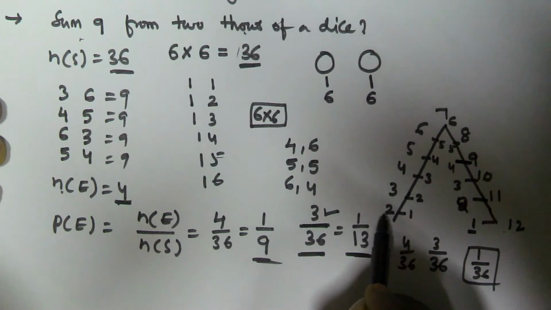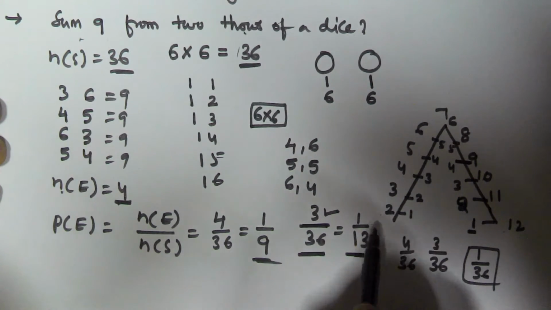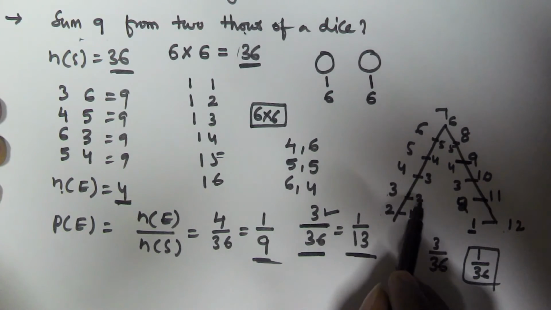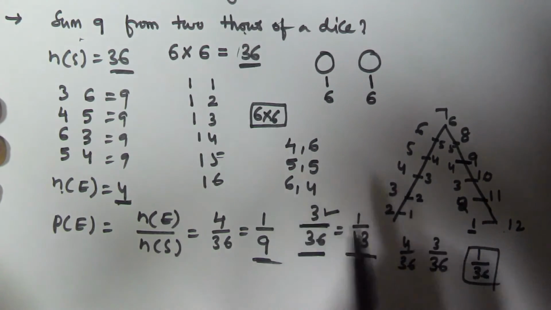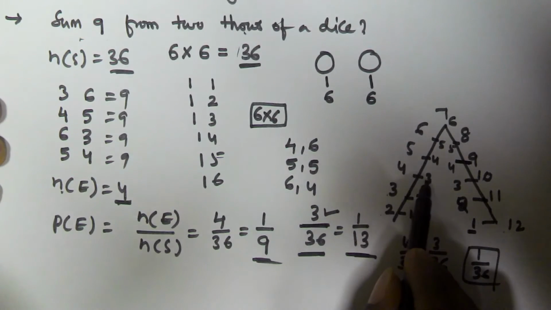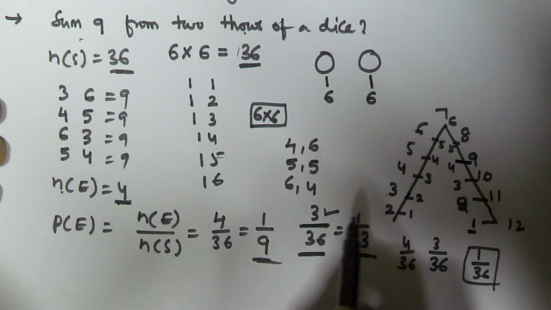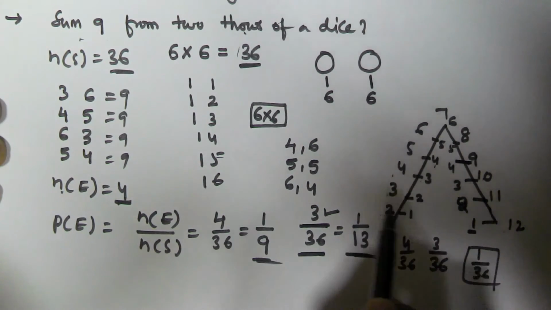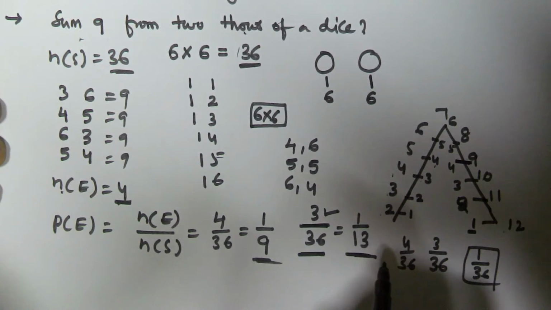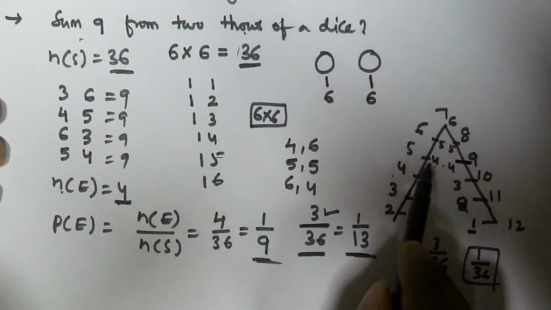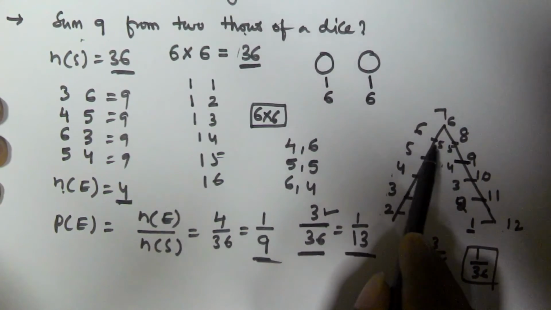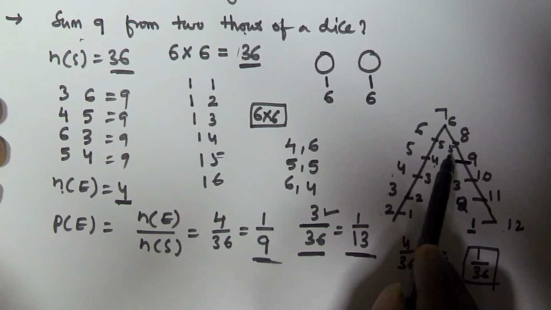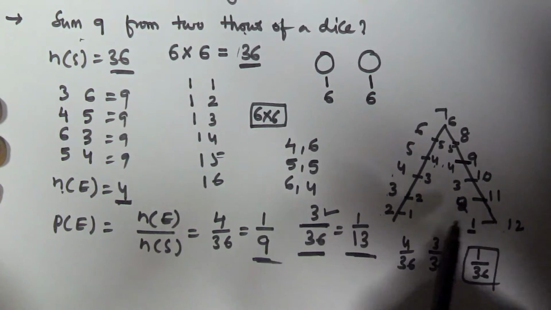So the sum of 2 will come only 1 time, when we are getting 1, 1 on both dice. 3 will come 2 times, that is 1, 2 and 2, 1. 4 will come 3 times, that is 1, 3, 3, 1, 2, 2. 5 will come 4 times: 1, 4, 4, 1, 2, 3 and 3, 2. In the same manner 6 will come 5 times, 7 will come 6 times, 8 will come 5 times, 9 4, 10 3, 11 2, 12 1.